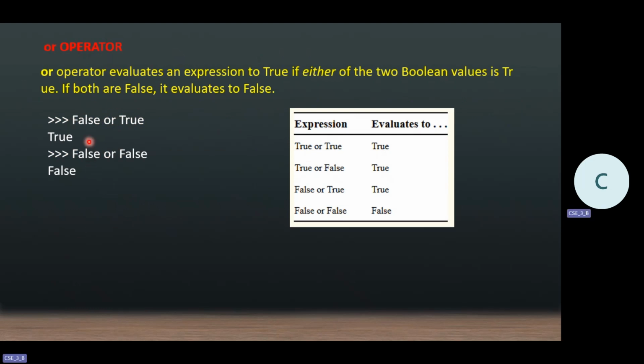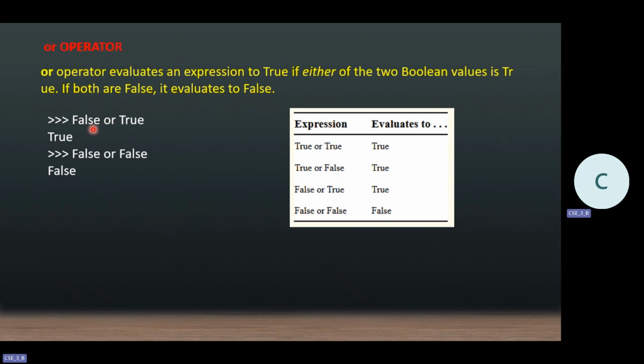And then similarly, next we go with the OR operator. The OR operator evaluates an expression to true if either of the two Boolean values is true. If both are false, it evaluates to false.